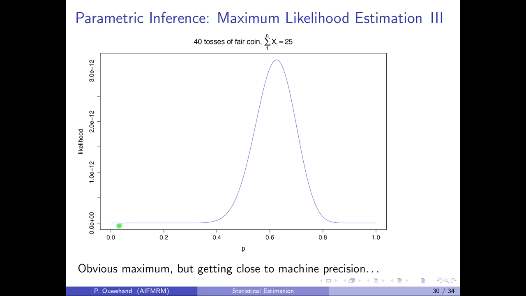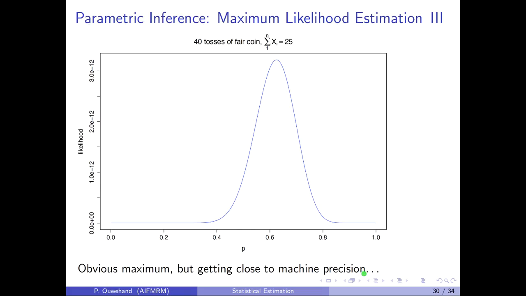Now look at the y-axis. The numbers here are very small, 3 times 10 to the minus 12. That's because we have multiplied probabilities, which are numbers between 0 and 1, 40 times, leading to very small numbers. In other words, though we can see the maximum here quite clearly, we're getting very close to machine precision.